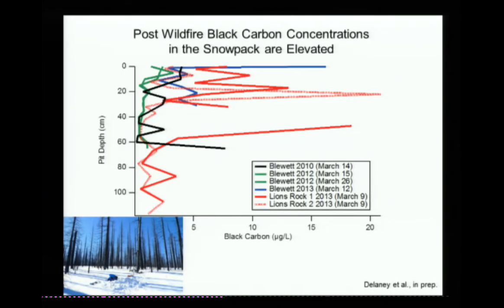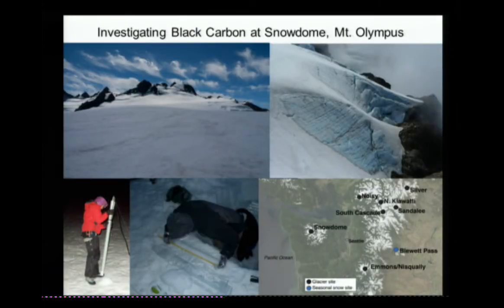And so what we were able to do in 2013 was we compared both in the burn area and outside of the burn area how much black carbon was getting integrated into the snowpack. And it turned out that it was quite a bit higher amounts. So we've got the red being in the burn area, the blue being outside of the burn area, and then the green and the black being pre-forest fire. So that's something that we're going to continue to look at in more detail.